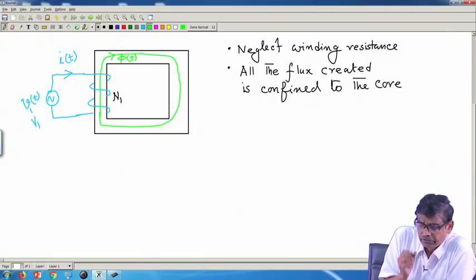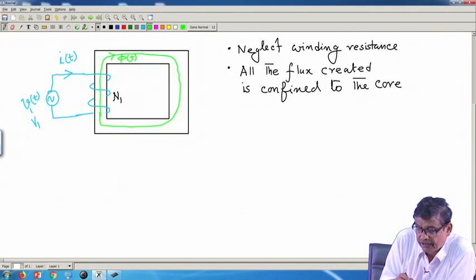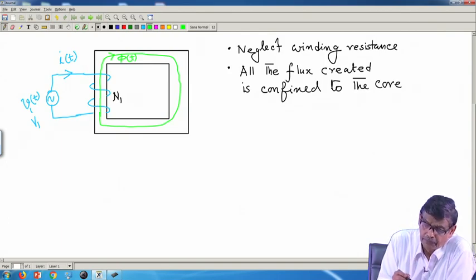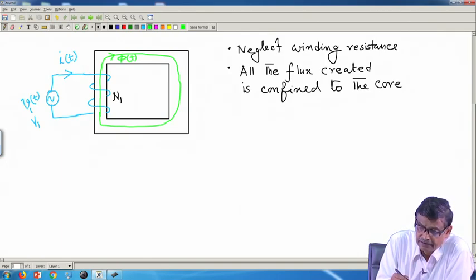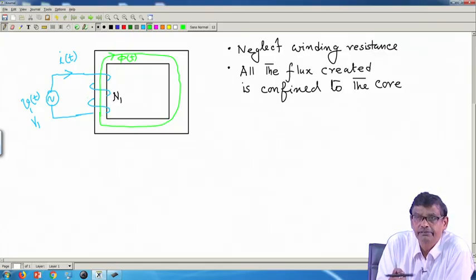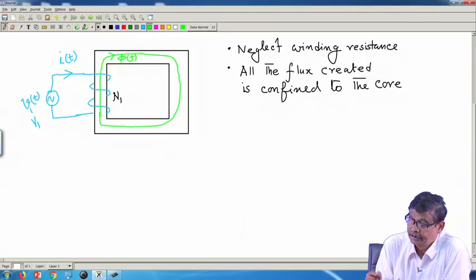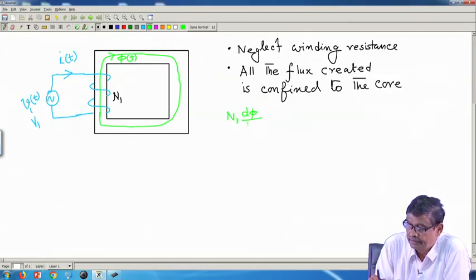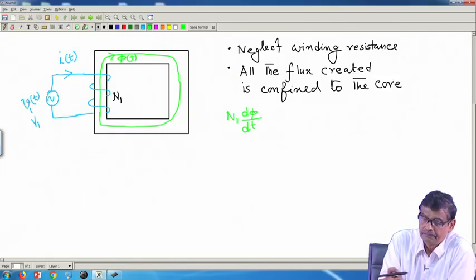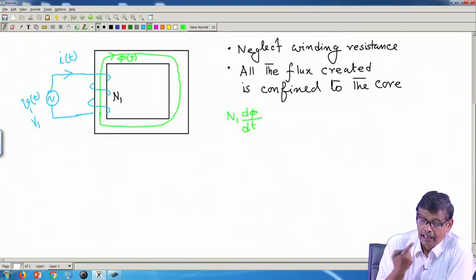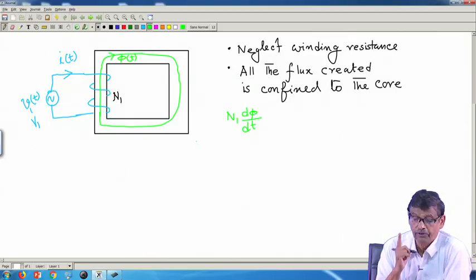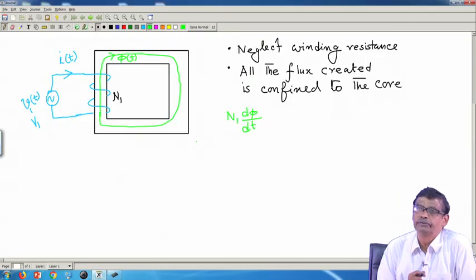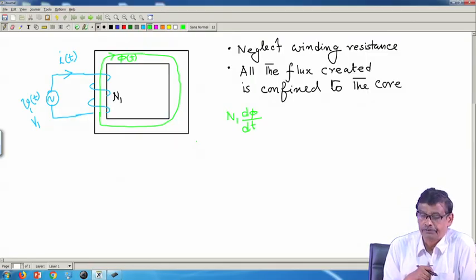But one should also remember, in this circuit, this flux is time varying. Therefore, this coil, meaning the coil with N1 turns, will become a seat of EMF, that is N1 d phi dt, because of Faraday's law. And the polarity of this induced EMF will be such that it will try to oppose the very cause for which it is due.